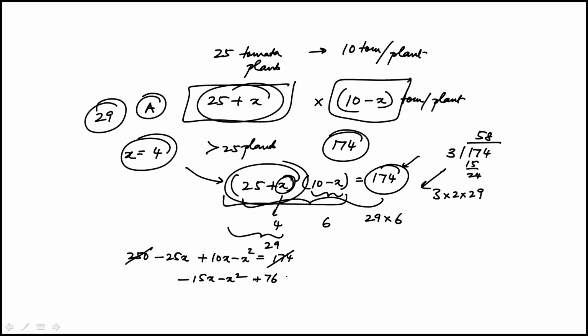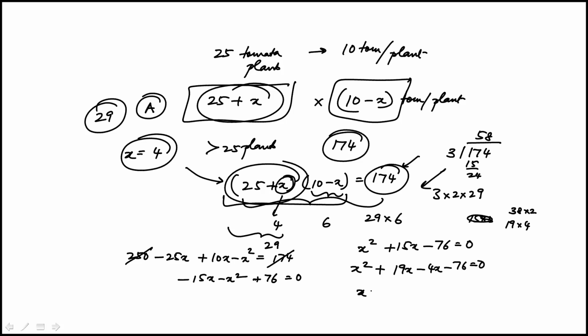So if I remove plus 15x, I multiply it by minus. So 15 times, no, sorry. This is going to be 38 times 2, 19 times 4, yeah. 19x minus 4x. Yeah, some students can do this directly. I generally do it this way, but yeah.